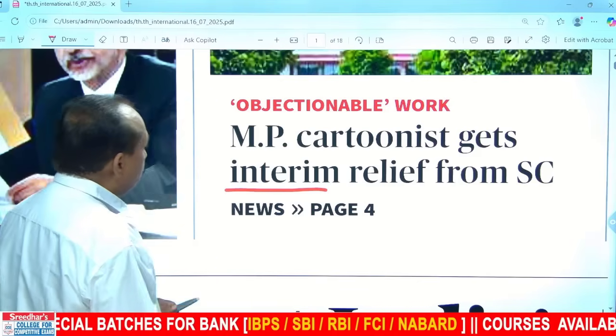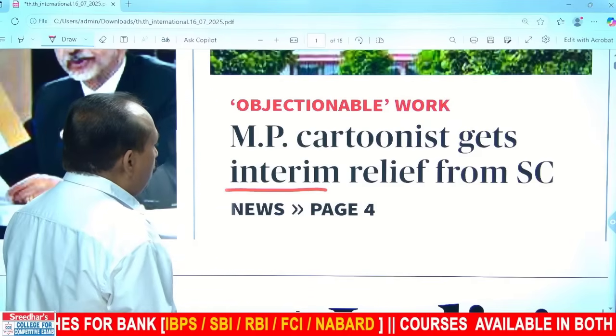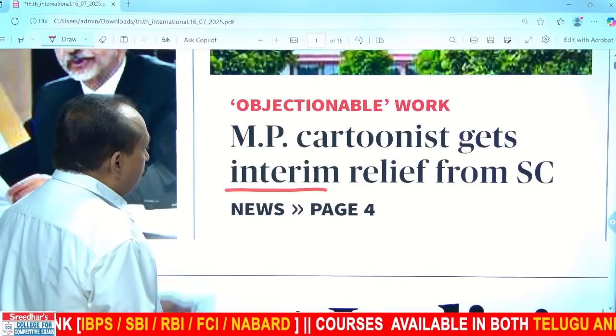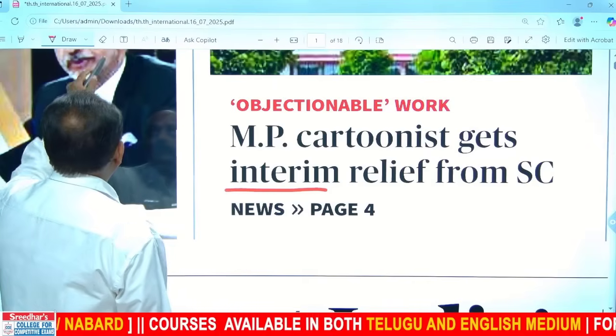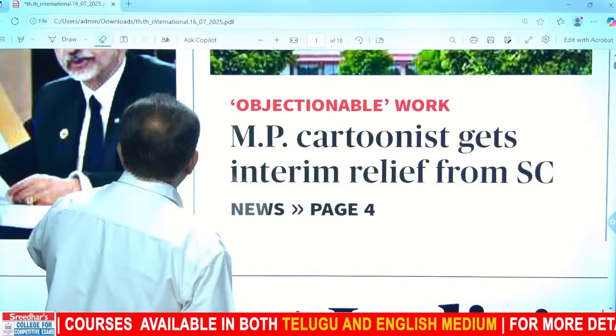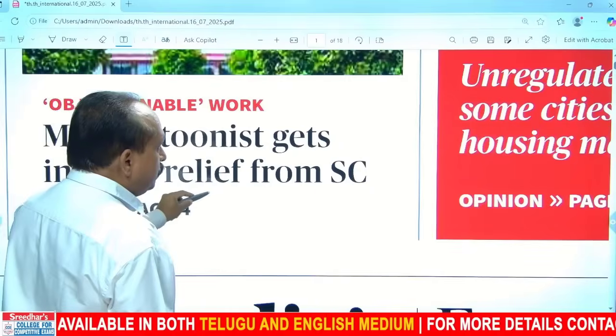Very good morning to all of you. Objectionable work, simple words. MP cartoonist, Madhya Pradesh cartoonist gets interim relief from Supreme Court. Let us go to the next snippet.